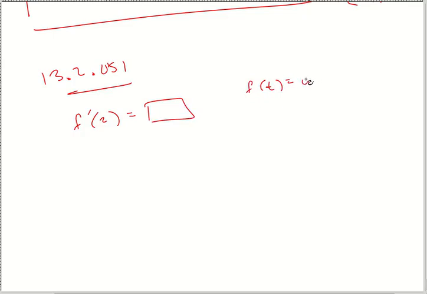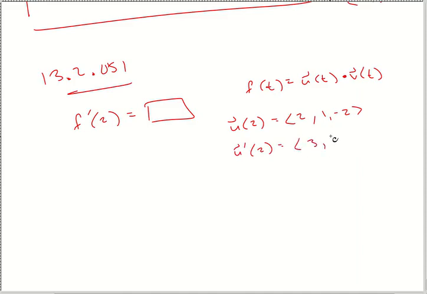One last question, 13.2.051. It says that I got f prime of 2 is what I'm looking for. And they give me that f of t is equal to u of t dot v of t. They also give me some other stuff, so let me start listing that out. u of 2 is equal to 2, 1, negative 2. Whoa. Hold on. u prime at 2 is equal to 3, 1, 9. They give this stuff to you.